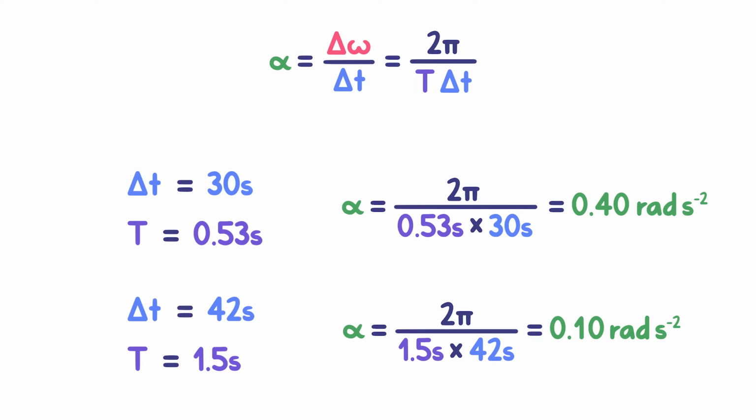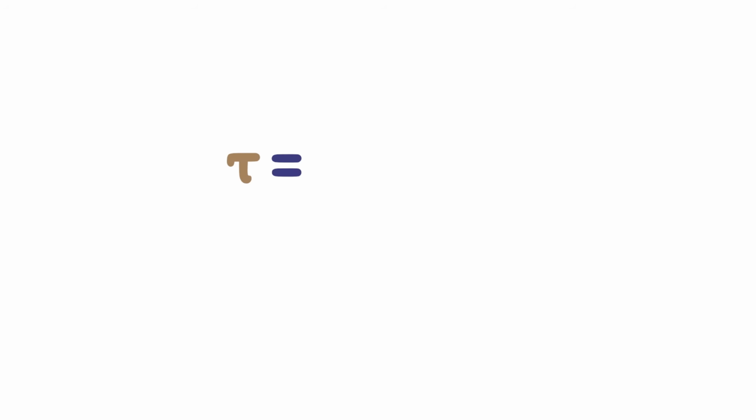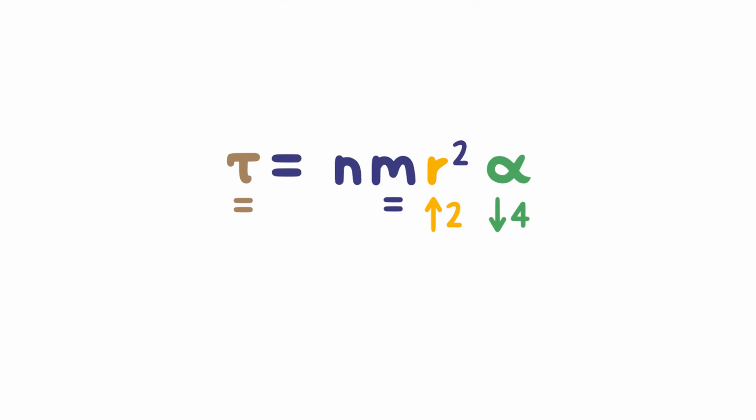less than the last. To explain this, recall that torque is rotational inertia times angular acceleration, and that rotational inertia is always some constant times mr squared. Keeping the mass and torque the same, a 2 times increase of the radius will result in a 2 squared, or 4 times, reduction in angular acceleration.